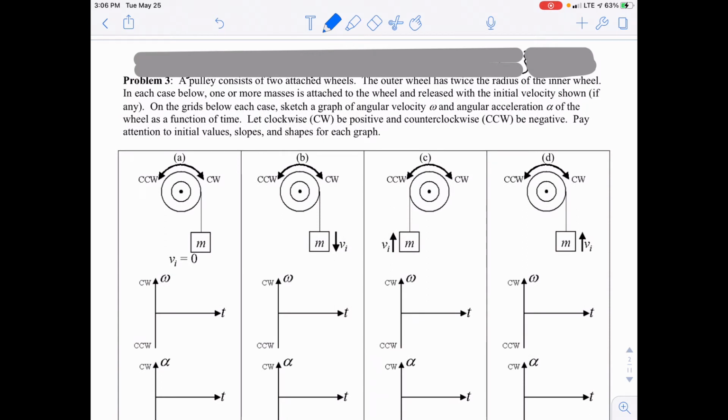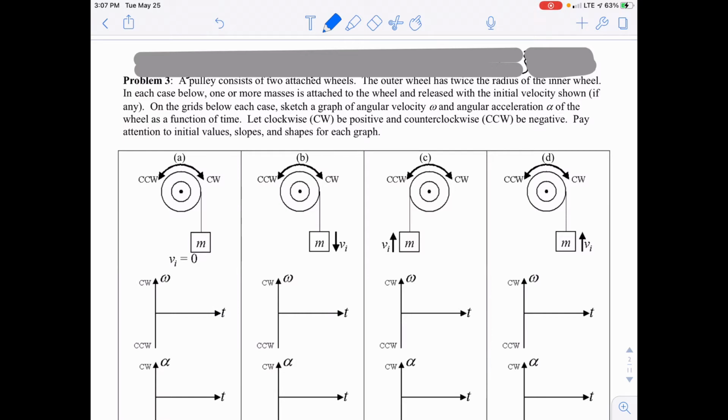Problem 3. A pulley consists of two attached wheels. The outer wheel has twice the radius of the inner wheel. In each case below, one or more masses is attached to the wheel and released with the initial velocity shown, if any. On the grids below in each case, sketch a graph of angular velocity omega and angular acceleration alpha of the wheel as a function of time. Let clockwise be positive and counterclockwise be negative. Pay attention to initial values, slopes, and shapes for each graph.